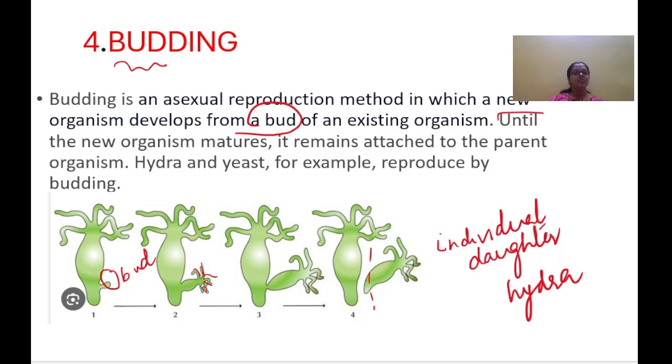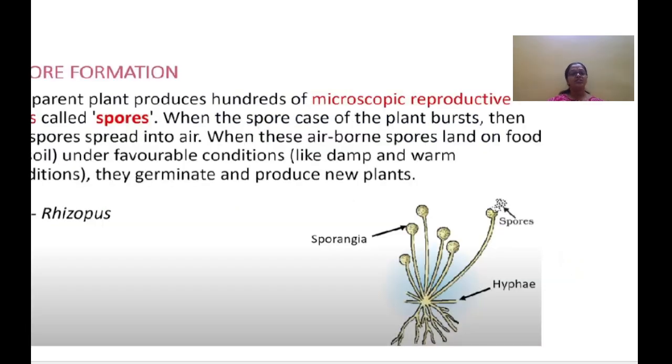Moving to the next type, that is spore formation. Mostly spore formation questions are asked, which is very important, and you have to learn the diagram also. In spore formation, what happens? The parent produces hundreds of microscopic reproductive units called spores. So you can see the structure of rhizopus, which is an example. Rhizopus, which is also called a bread mold.